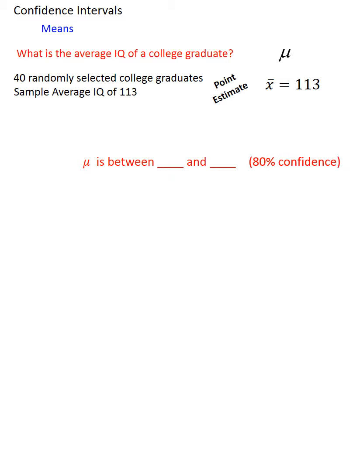Now suppose we wanted to make this statement with 80% confidence. That means I want to design a procedure where my sample average will end up estimating mu correctly 80% of the time. To do this, we need three things. We need something called a standard error, something called a critical value for z, and something called a margin of error. And let's go through how to get each one of those.